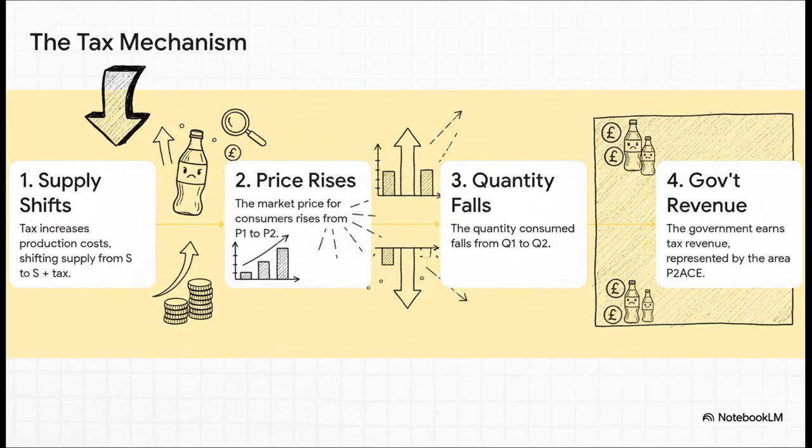Okay, let's break it down. Step 1, the tax gets slapped on the producers. This makes it more expensive for them to make the drinks, which shifts the whole supply curve inwards or up from S to S plus tax. That shift forces a new balance point in the market. The price for you, the consumer, goes up from P1 to P2. And as the law of demand tells us, when price goes up, the quantity people buy goes down from Q1 to Q2. And at the same time, you see that shaded box? That's the new revenue the government collects from the tax.